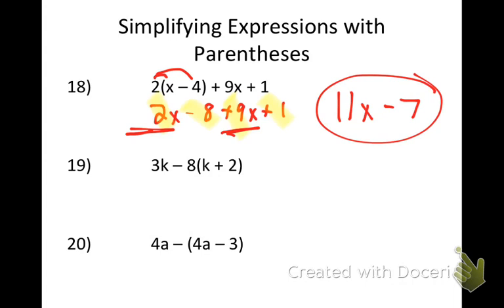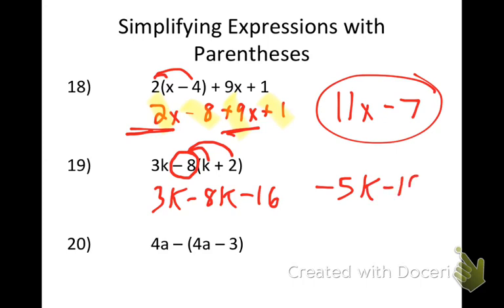What's something you have to remember to do on a problem like number 19? Distribute the negative 8. You have to take the negative along with it. A lot of times students remember to take it to the first one, they forget the negative to the second one. If there's subtraction, that means negative. You have to take the negative. That would make this problem 3k minus 8k minus 16. Notice the difference. You have to take that negative across. So it'd be just negative 5k minus 16.